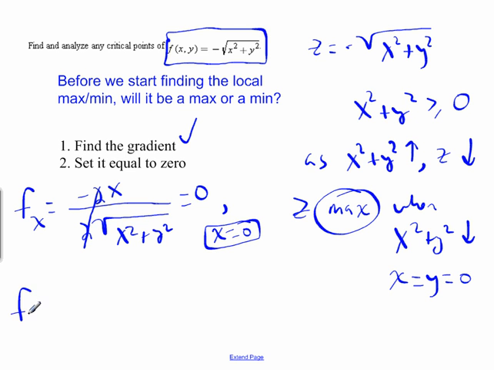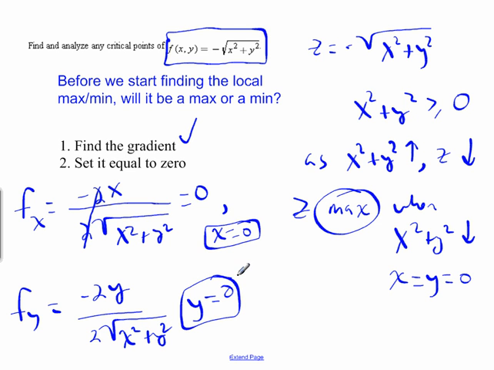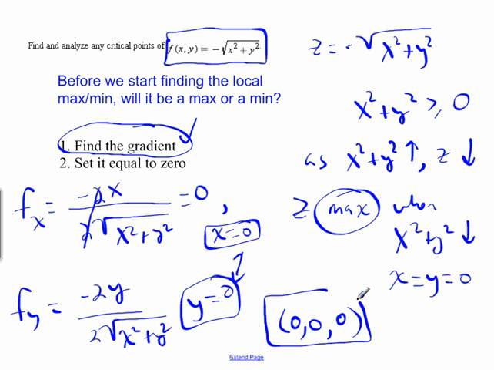And f partial y is exactly the same thing, except it will equal 0 when y equals 0. So therefore, by just doing the math without thinking about what's going on, we realize that we're going to have a critical point at 0, 0, 0. And then will it be a max or a min? We already answered that. It's going to be a max.